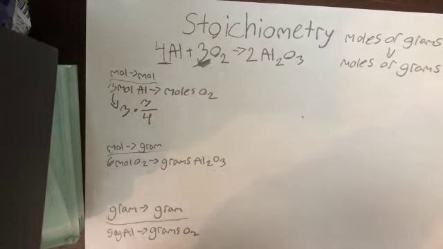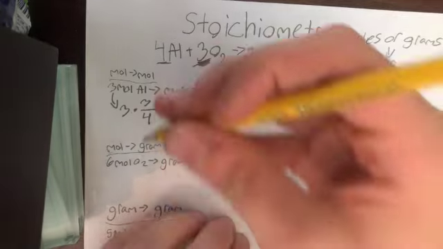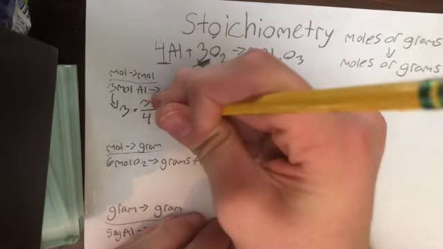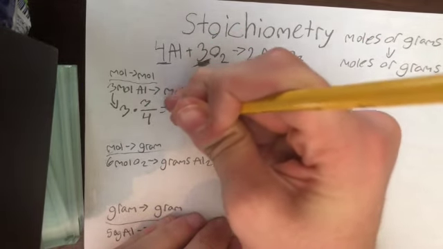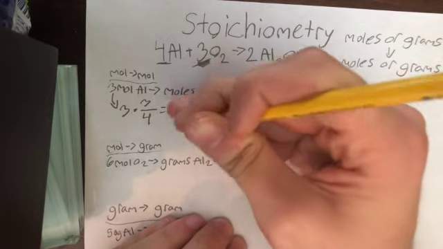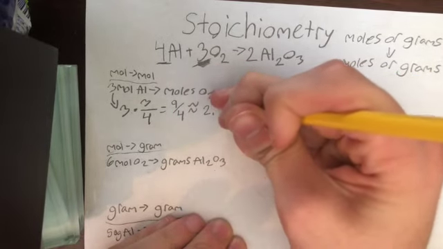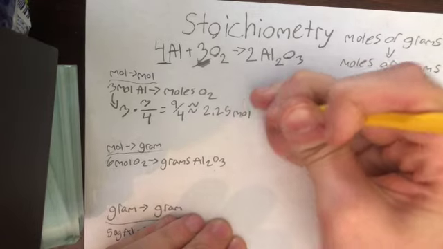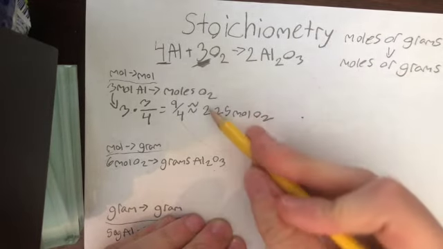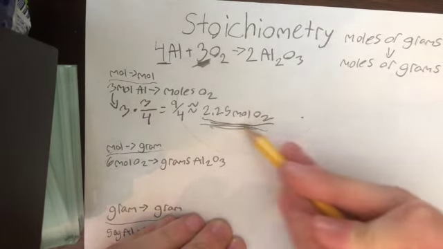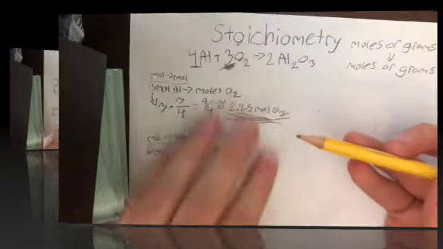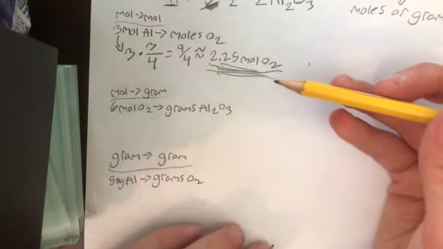Hold on, my pencil broke. Okay. If we multiply this, we would get 9/4. That gives us about 2.25 moles of oxygen gas. So that would be our answer. That's probably the simplest it can get. Let's move to another problem.